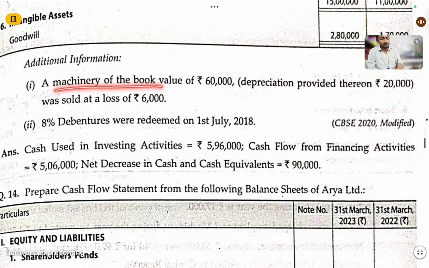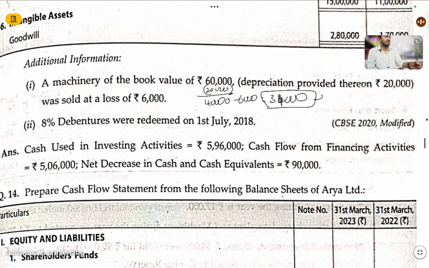Machinery: book value is 60,000, depreciation is 20,000, sold at a loss of 6,000. It means 60,000 minus 20,000 is 40,000, and the loss value is 6,000, so the sale value is 34,000. Clear? Okay, so this is the sale value.